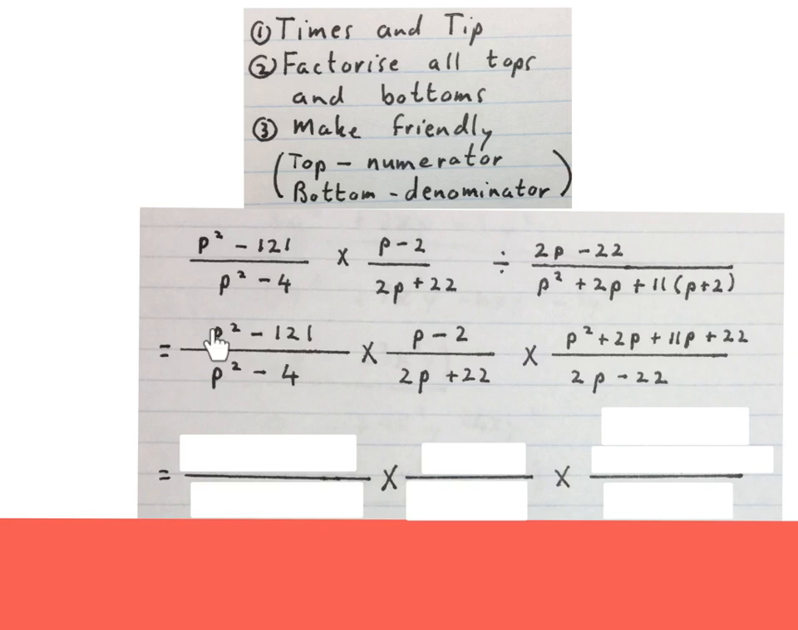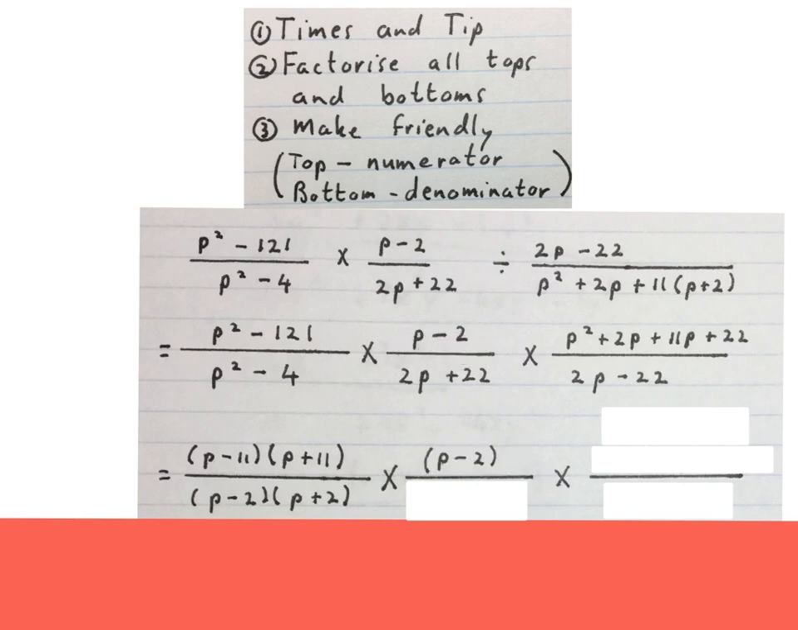Firstly, we'll take p squared minus 121, the difference of 2 squares, and we will factorize it. Then we'll take the p squared minus 4 and factorize that. Then I like to put my factors in brackets. So I write bracket p minus 2, nothing changed there. Now I factorize this by taking out a common factor. Then I simplify this further. It will give me p squared plus 13p plus 22.